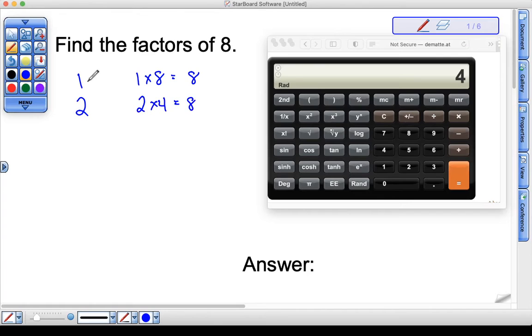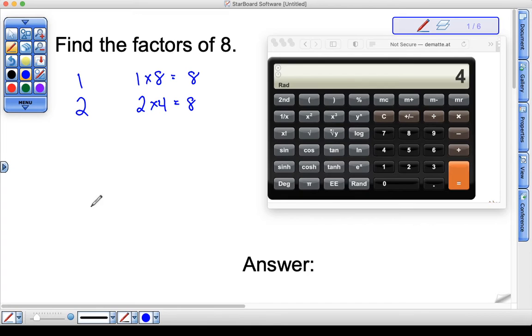When I'm doing this, I'm going to count these numbers all the way down: 1, 2, 3, 4, 5, 6, 7, 8. I have to go all the way down until I get that very magical number that we're working with. So if I'm working with a 10, I'm going to have 1, 2, 3, 4, 5, 6, 7, 8, 9, 10. If I'm working with a 12, I'm going to have 1, 2, 3, 4, 5, 6, 7, 8, 9, 10, 11, 12. We have to try all the numbers.